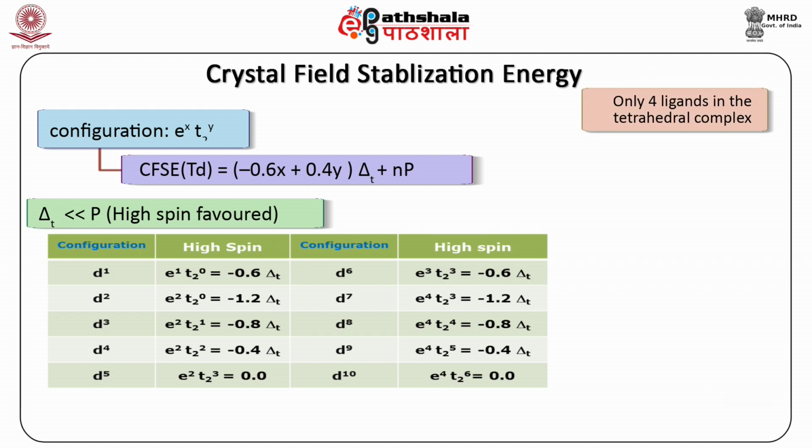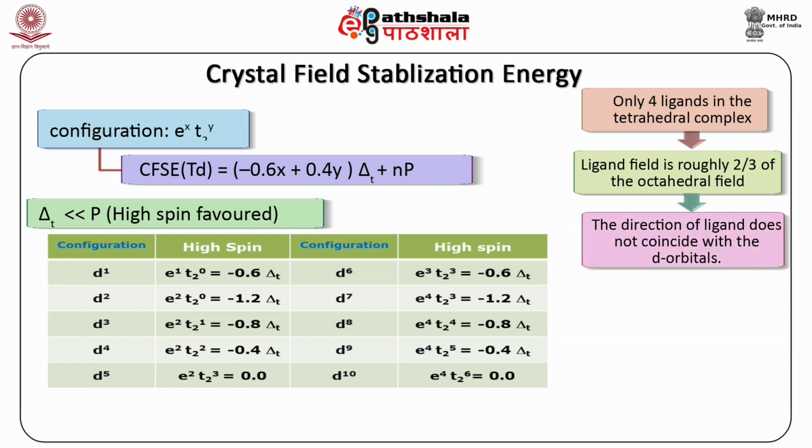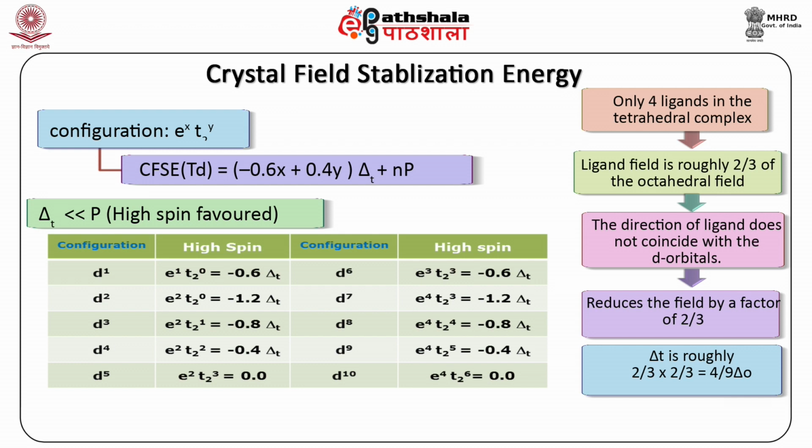There are only 4 ligands in the tetrahedral complex, and hence the ligand field reduces down to 2/3 of the octahedral field. The direction of ligand approach in a tetrahedral complex does not coincide with the d orbitals. This further reduces the field factor by 2/3. Therefore, delta t is roughly 4/9 times delta naught. As a result, all tetrahedral complexes are high spin, since the CFSE is normally smaller than the pairing energy.